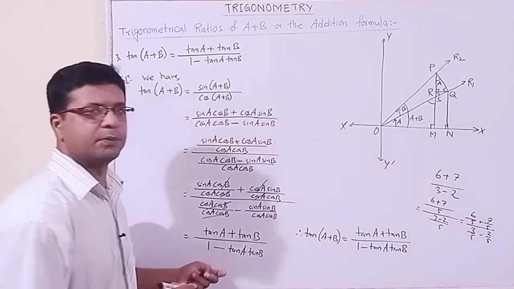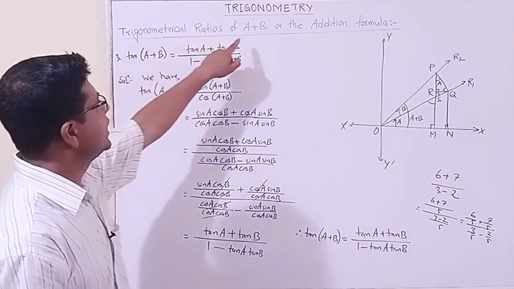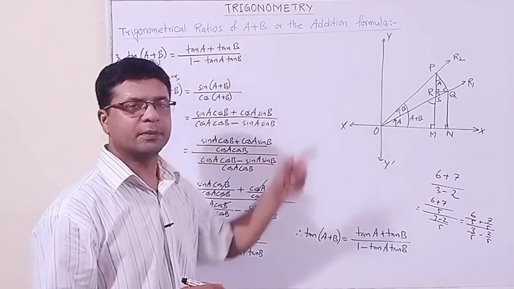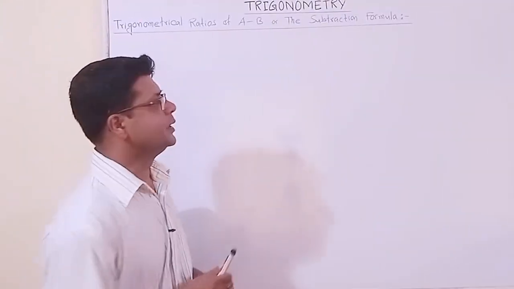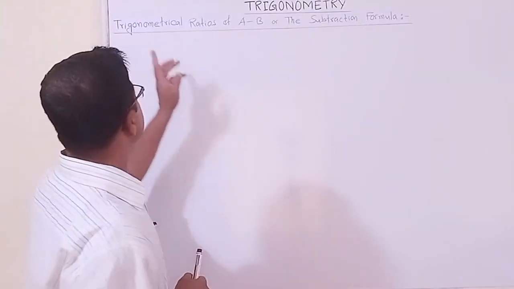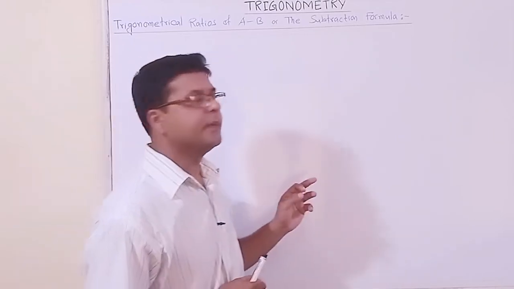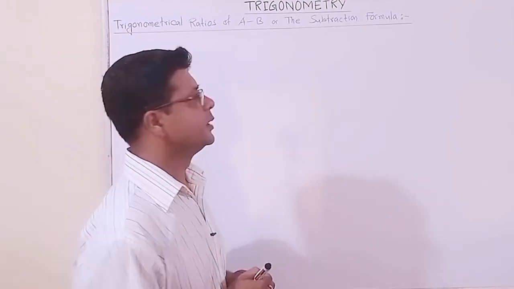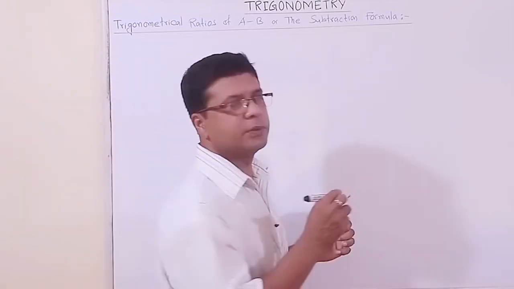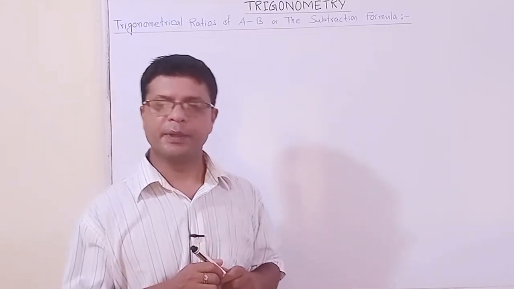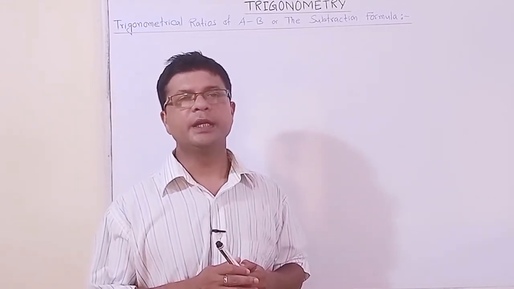Okay, now let us move to the formula for a minus b, or the subtraction formula. Now my beloved students, we are in the next topic. That topic is trigonometrical ratios of a minus b, or the subtraction formula. Here we have to derive the formula for sin of a minus b, cos of a minus b, and tan of a minus b.